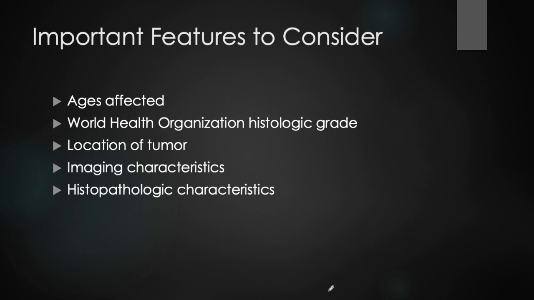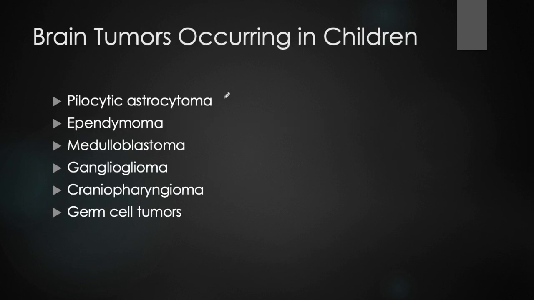You'll also want to pay attention to locations where specific tumors are more likely to occur, such as in the posterior fossa or in the suprasellar region. And of course, you'll want to know the imaging and histopathologic characteristics of the different tumors. We'll first go over the tumors that more commonly occur in children. We'll talk about pilocytic astrocytomas, ependymomas, medulloblastomas, gangliogliomas, craniopharyngiomas, and germ cell tumors.